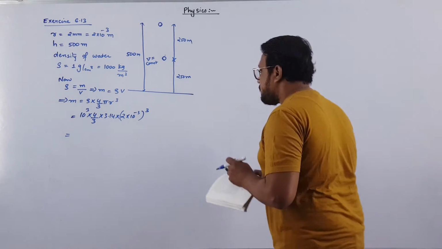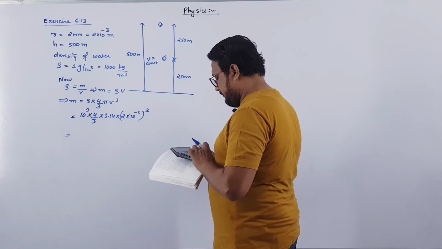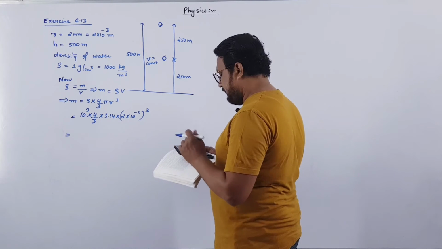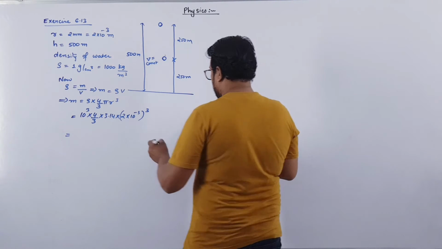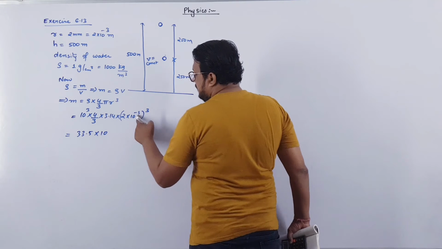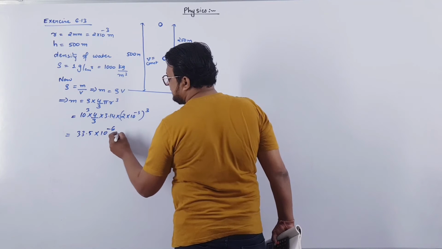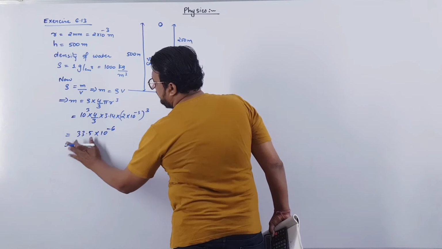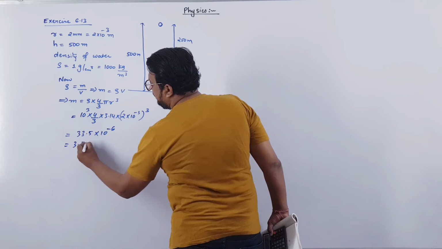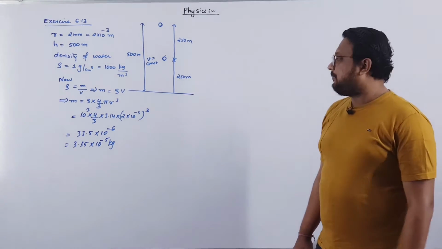Let us simplify this. 4 divided by 3 into 3.14 into 2 2s are 4, 2s are 8, gives 33.49, so you can write 33.5 into 10 to the power, 3 3s are 9, so minus 9 plus 3 is 10 to the power minus 6, or you can write 3.35 into 10 to the power minus 5 kg. This is the mass of that drop.